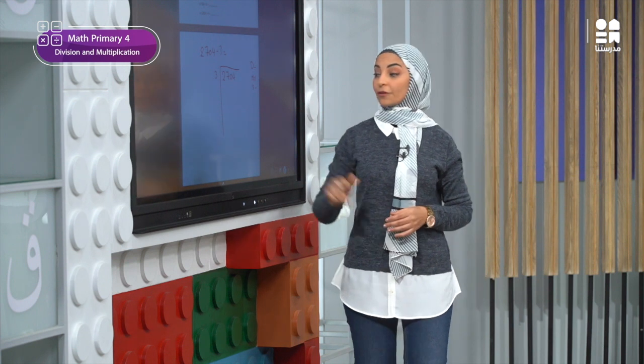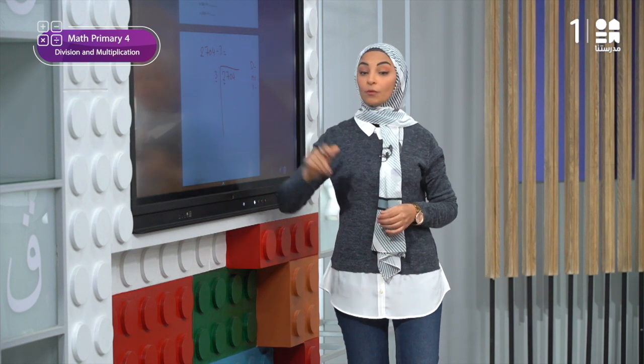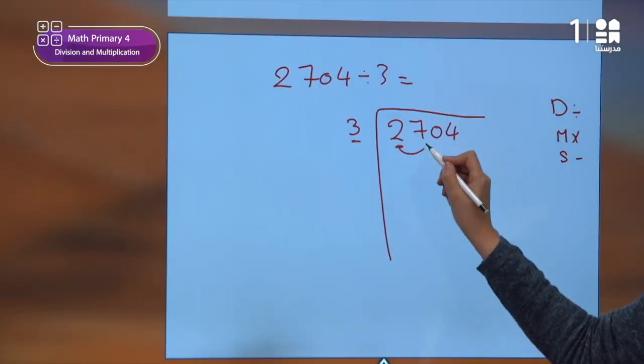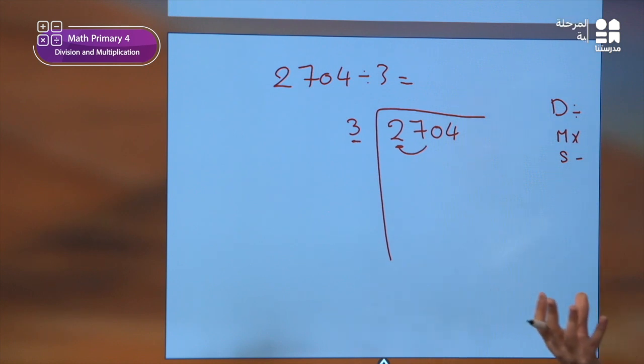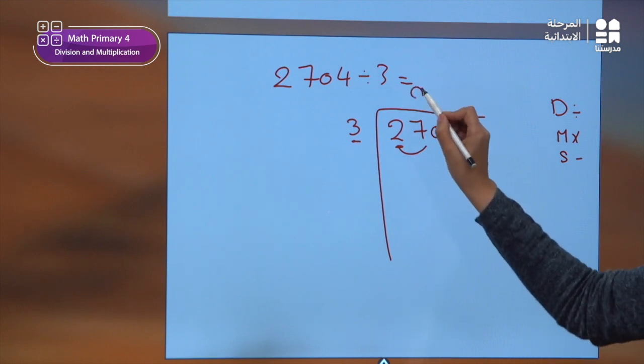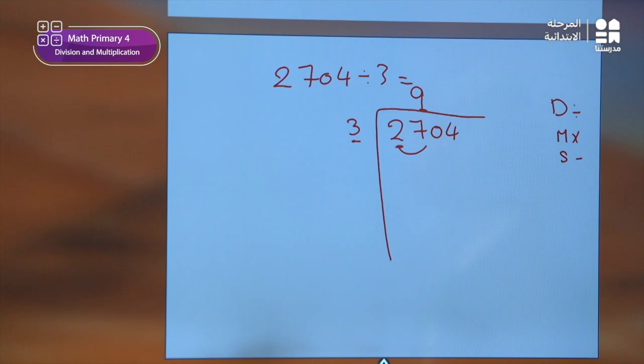So, ask yourself, can I divide 2 by 3? Of course, no. So, what should I do? I will regroup. So I will do 27 divided by 3. Here, 27 divided by 3 gives me what? 9, of course. So, I'll put 9 over the 100.